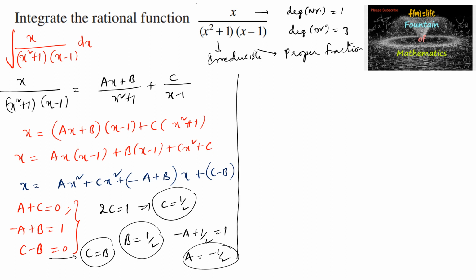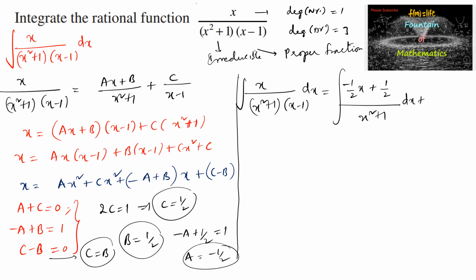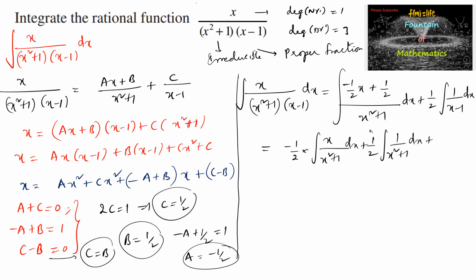so that we can express integral x upon x square plus 1 into x minus 1 dx is equal to minus 1 by 2 times integral x plus 1 by 2 upon x square plus 1 dx, and c value is 1 by 2, so 1 by 2 times integral 1 upon x minus 1 dx, which is equal to minus 1 by 2 times integral x upon x square plus 1 dx plus 1 by 2 times integral 1 upon x square plus 1 dx plus 1 by 2 log mod of x minus 1 plus c.